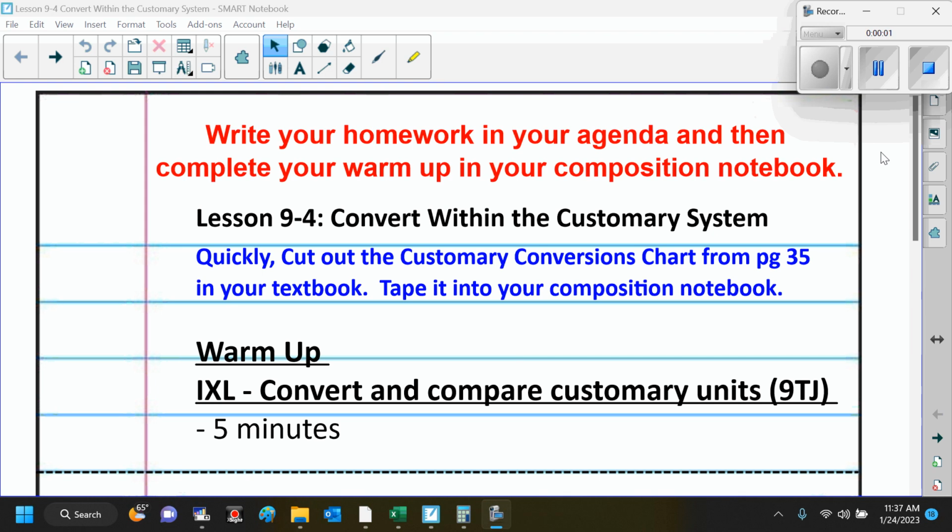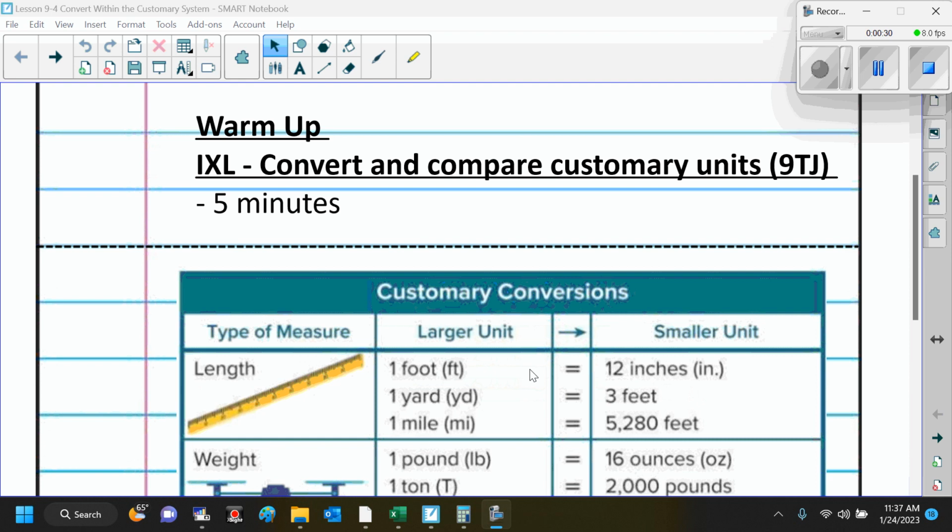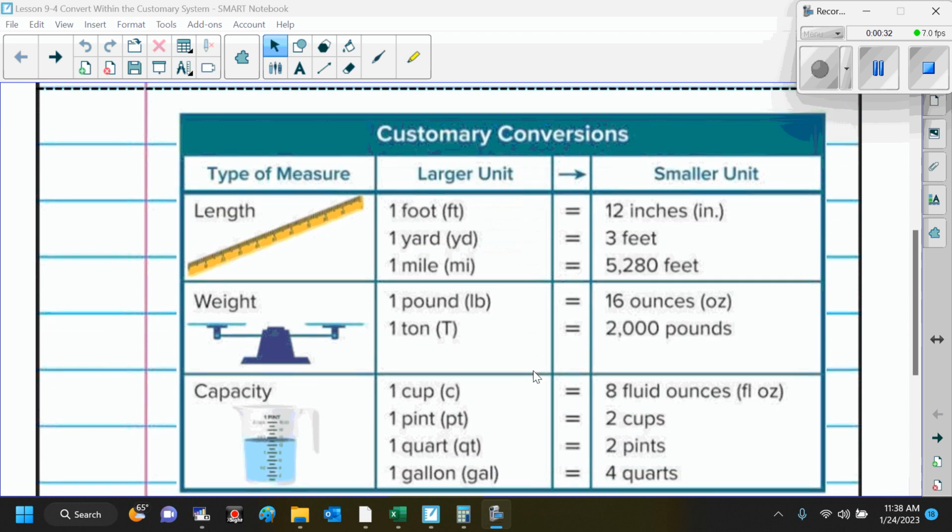So today's lesson is lesson 9-4, which is convert within the customary system. You already took your conversion chart and taped it into your notebook. You added that one tablespoon is equal to 3 teaspoons to your chart, and you had an introduction to your homework and the lesson by doing this warm-up. Here's your conversion chart.